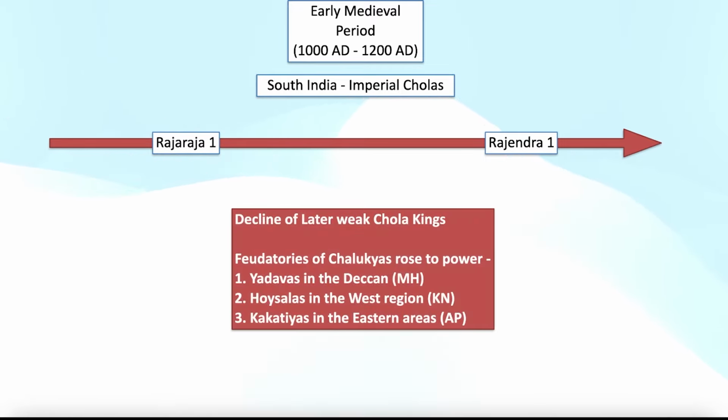Then again, even the brightest flame dims. Similarly, the Cholas declined as the Yadavas, Hoysalas and Kakatiyas rose from the south. These Yadavas, Hoysalas and Kakatiyas were the feudatories of the early Chalukyas. Yadavas ruled from the Deccan region, particularly modern-day Maharashtra and a few parts of Karnataka. Hoysalas were in the western region, modern-day Karnataka and a few parts of Kerala. And Kakatiyas ruled in the eastern areas, particularly modern-day Andhra Pradesh and Telangana.